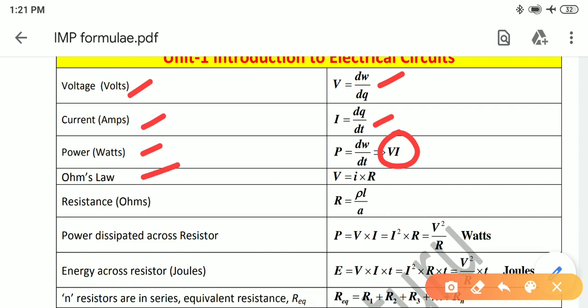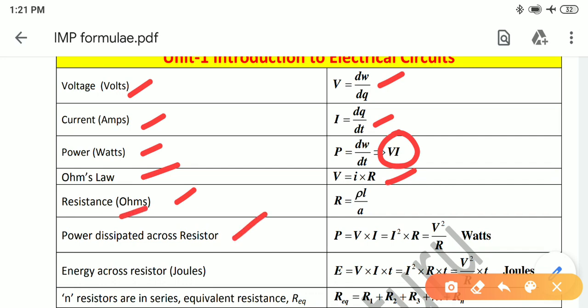Next, Ohm's law. Ohm's law statement is: at constant temperature, current flowing through the conductor is directly proportional to potential difference across the conductor terminals. Therefore, V is equal to IR is the conclusion for Ohm's law. Next, resistance. From Ohm's law, we can write R is equal to V by I, or the physical resistance can be measured as R is equal to rho L by A, where rho is called resistivity, L is called length of the conductor, A is called area of cross section of the conductor. The unit for resistance is ohms.